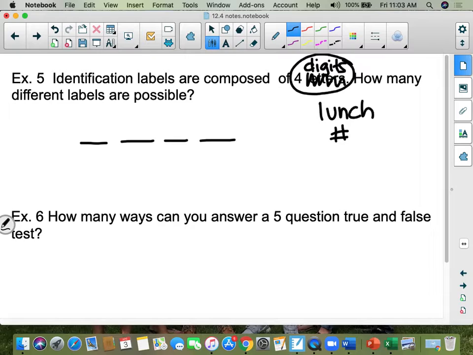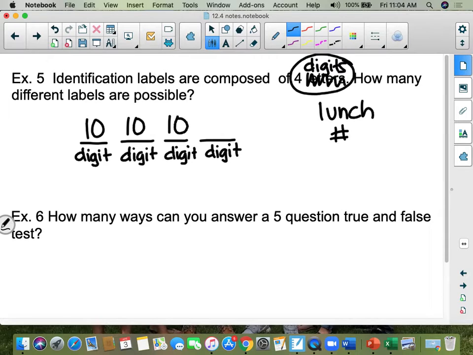Well, this one stands for the first digit in your lunch code. This one stands for the second digit, and this one stands for the third, and this one stands for the fourth. How many digits are there? 0 through 9. There are 10. You could have a 0 there, you could have a 1, you could have a 2. You also have 10 for this one, and 10 for this one. What does that make? There are 1,000 different 4-digit numbers that you can make.